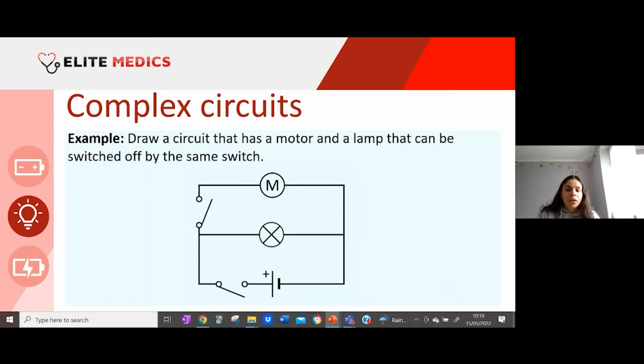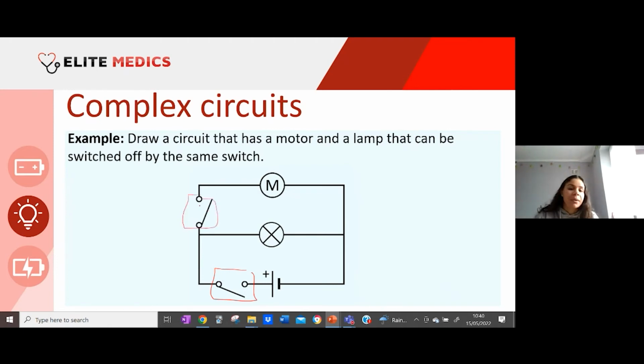So start off with your cell always, and then I might not actually put my switch in first because I want to plan out where my components are going to go. So we're going to put our lamp in, put our motor in, and then this switch here, if you can see, if that got turned off like it is now, no current can flow past this point. So the whole circuit is broken basically.